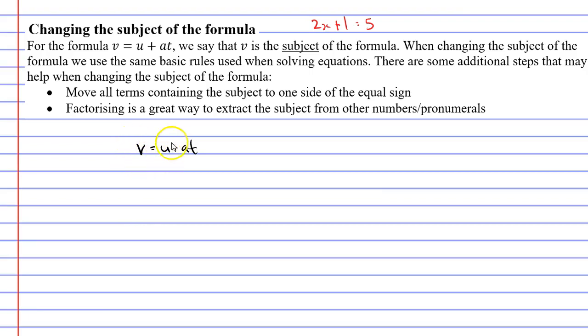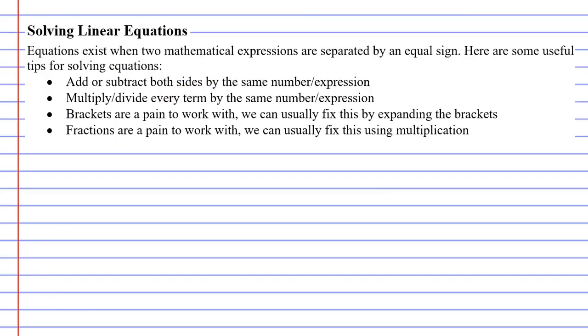But what if I wanted to calculate u? U stands for initial velocity. That means I want to change it so that u becomes the subject of the formula. How do I do that? Well, I'm going to follow the same basic rules that we use when solving equations. What are these basic rules that I'm talking about? Well, these are rules that I discussed in earlier videos, and I'll just remind you of them now.